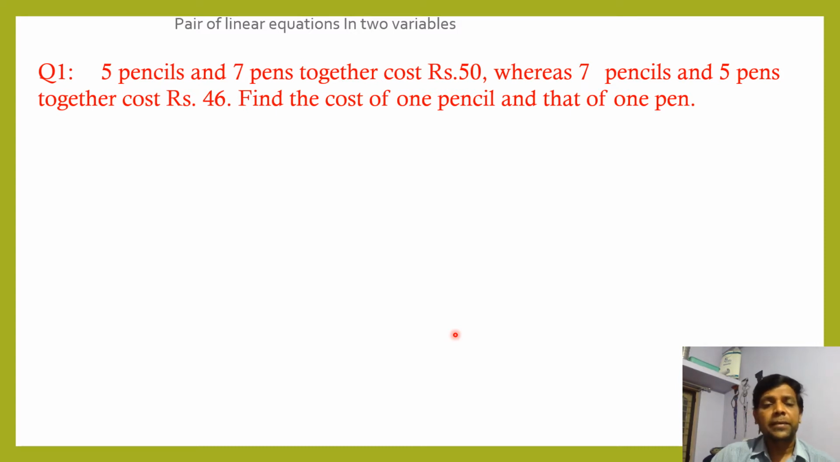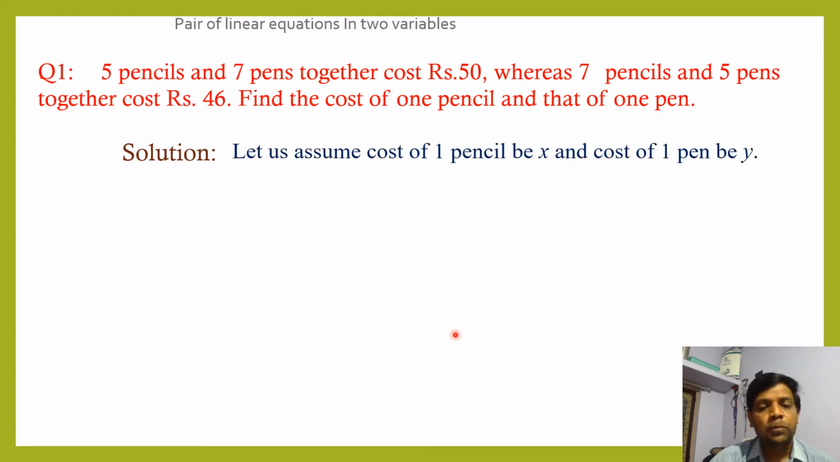Okay, so here, given: 5 pencils and 7 pens cost 50 rupees, 7 pencils and 5 pens cost 46 rupees. Unknown: the cost of one pencil and the cost of one pen. So we are reasoning three conditions: a1 by a2 not equal to b1 by b2; a1 by a2 equal to b1 by b2 not equal to c1 by c2; and the third one, a1 by a2 equals b1 by b2 equals c1 by c2. These three conditions are the main conditions. Okay, now coming to the solution part.